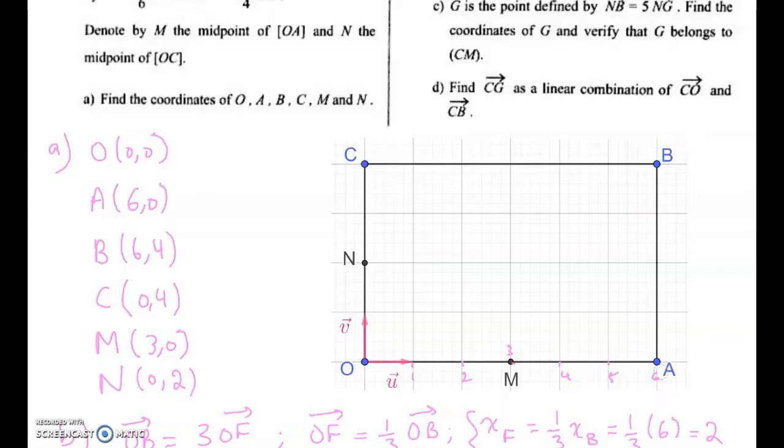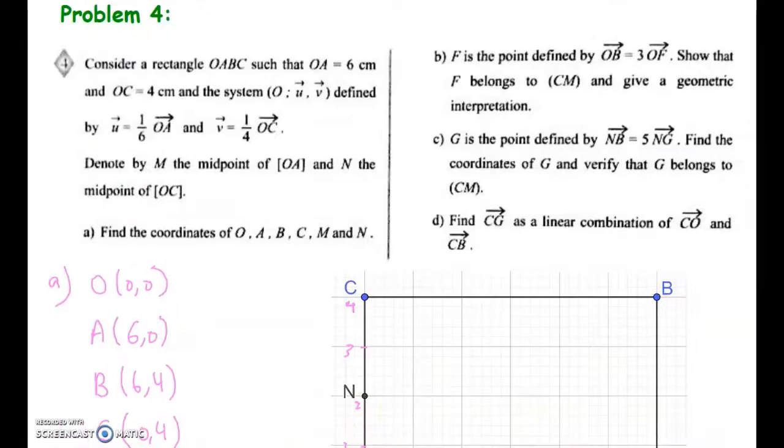It's on the x-axis. B is 6, 4, because this is 1, 2, 3, and 4. Okay, and C would be 0, 4. Now M is here at the midpoint of OA, so it's 3, 0, and N is 0, 2.